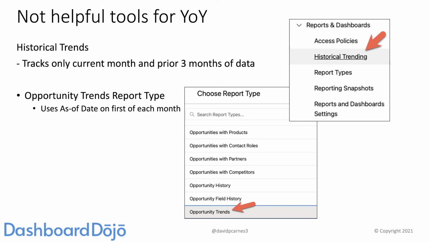It's not available for year over year. So I just thought to point that out. Historical trending is not available for year over year. Another one that's sort of maybe a little confusing is this thing called opportunity trends.